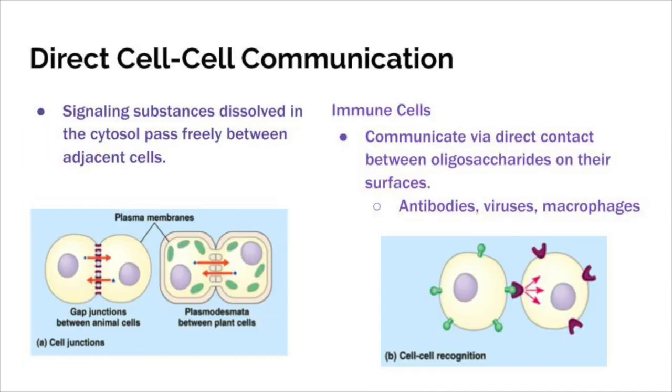The final form of cell communication is direct cell-to-cell communication. This can be seen in gap junctions between animal cells and plasmodesmata between plant cells. These two examples show that signaling substances dissolved in the cytosol pass freely between adjacent cells. Another example of this would be immune cells. Immune cells communicate via direct contact between oligosaccharides on their surfaces. Examples of this could be antibodies, viruses, and macrophages.